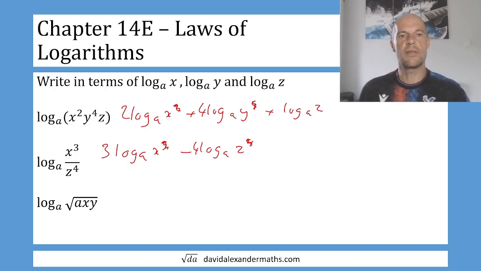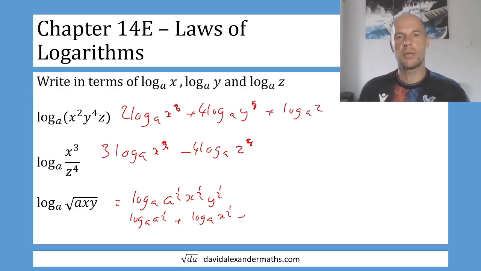Okay, so here we've got the log a of the square root of a x y. So I can write that first of all as the log a of the whole thing to the power of a half, which means a to the half, x to the half, y to the half. Writing that as separate logs, that is going to be log a of a to the half plus log a of x to the half plus log a of y to the half. And again, these powers can come down to the front, so that's a half log a of a, a half log a of x, plus a half log a of y.